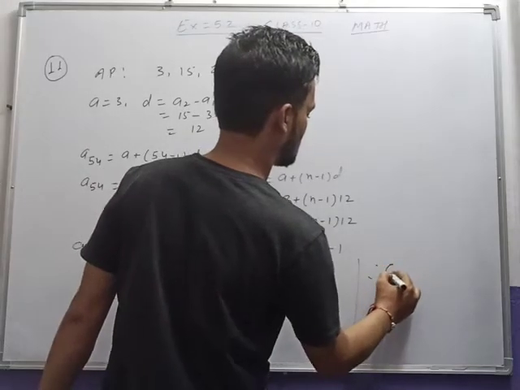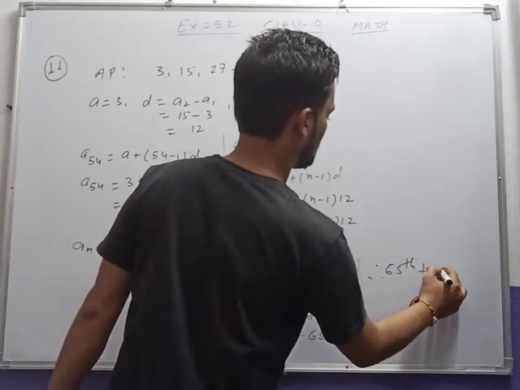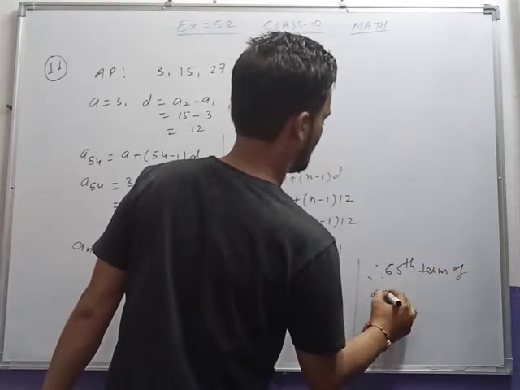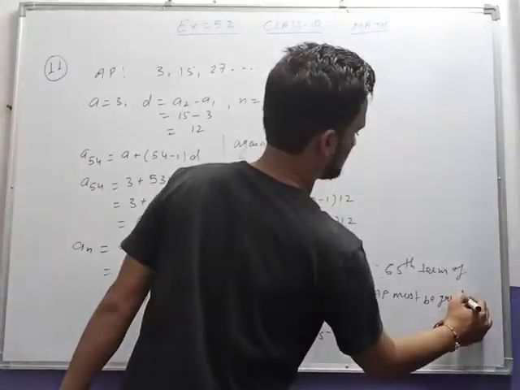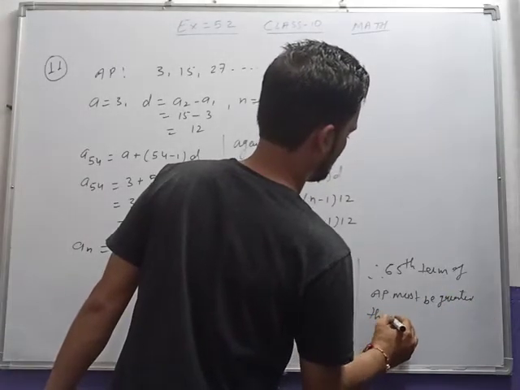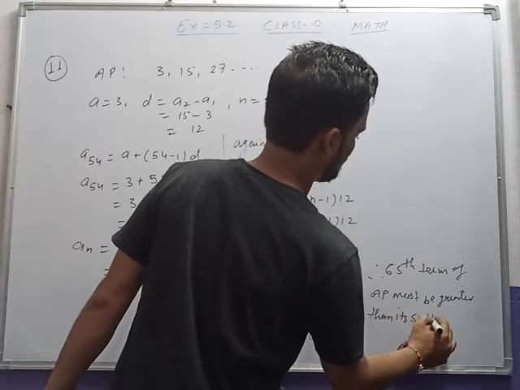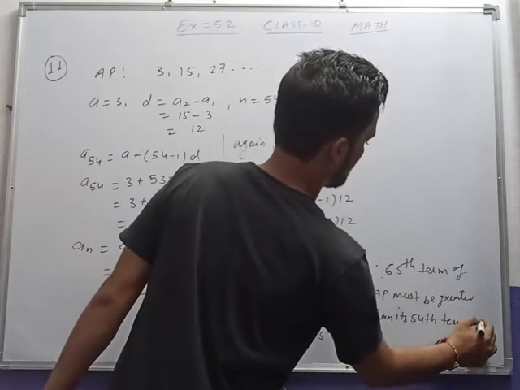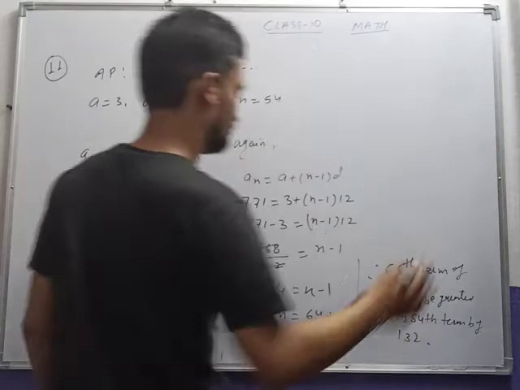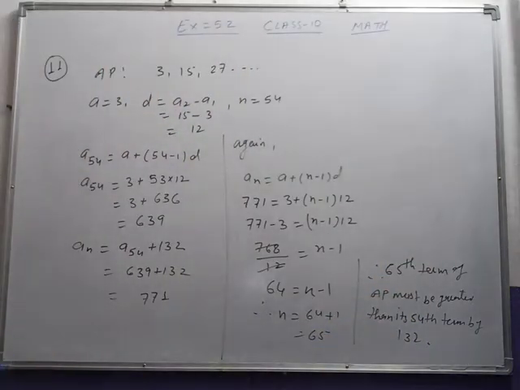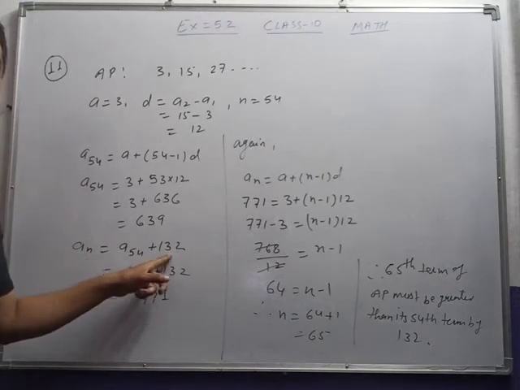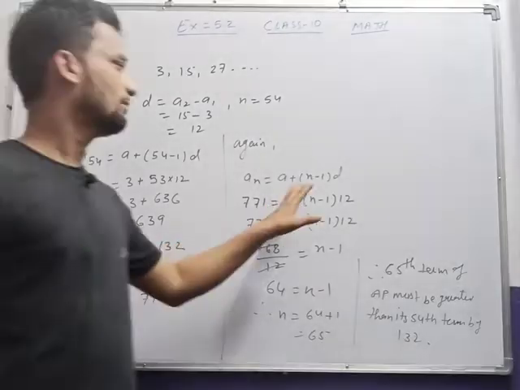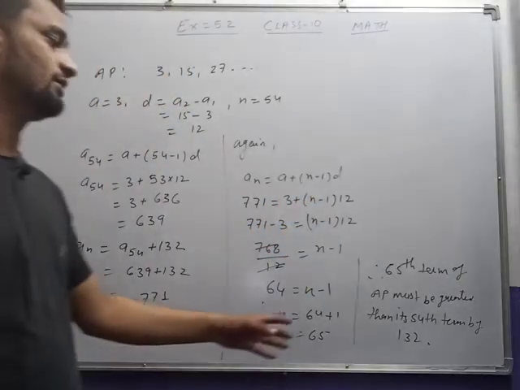Therefore the 65th term of the AP must be greater than its 54th term by 132. So this will be your answer. Firstly we have to find the value of the 54th term. Thereafter we have to add 132 to get the last term, and by using this formula, as you know, we can get the value of N.